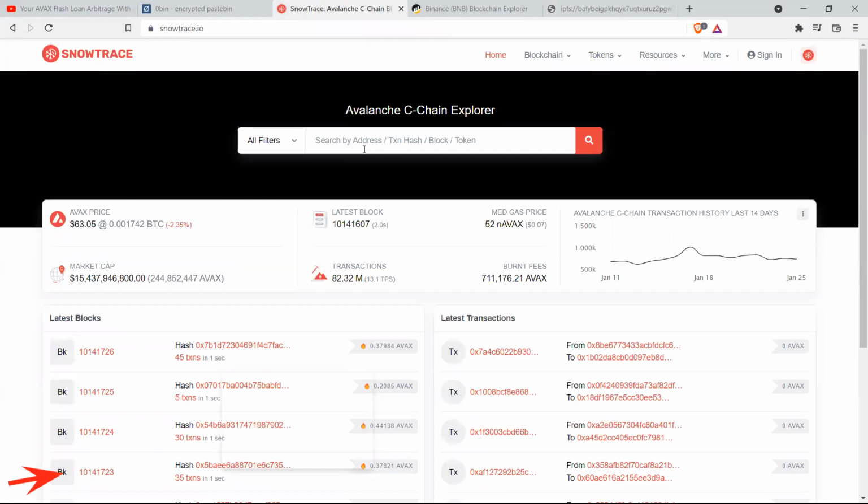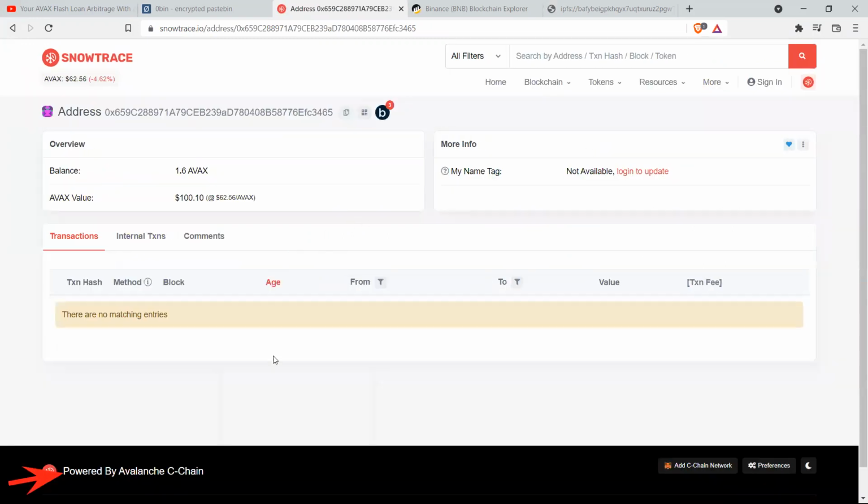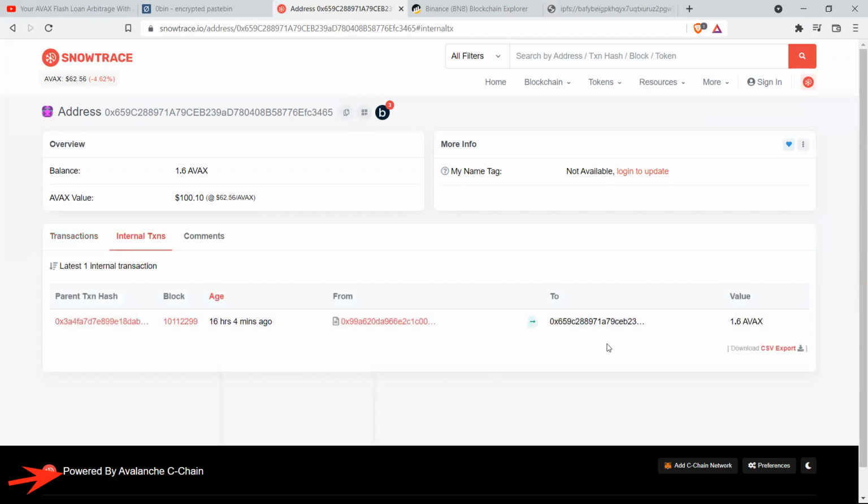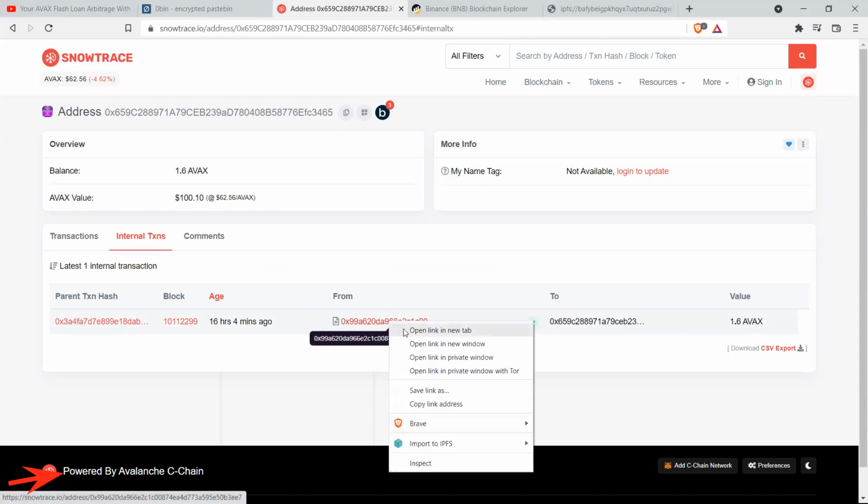This is AVAX Explorer for C-chain. So internal transactions. So guys, you can see here within 16 hours, this guy managed to scam one person, and he managed to get 1.6 AVAX. So you can see here its address, 3465, is the scammer address, which is mentioned in the smart contract, and it came from this address. We will evaluate this address.